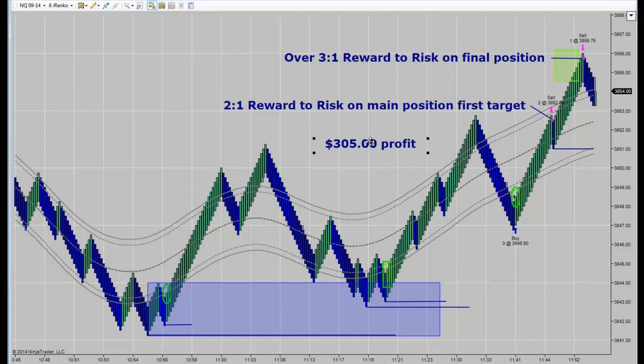This is a visually intuitive style of trading and works on all markets.